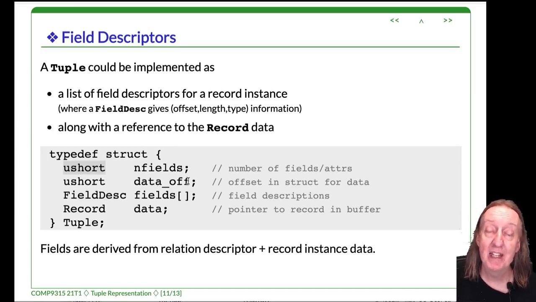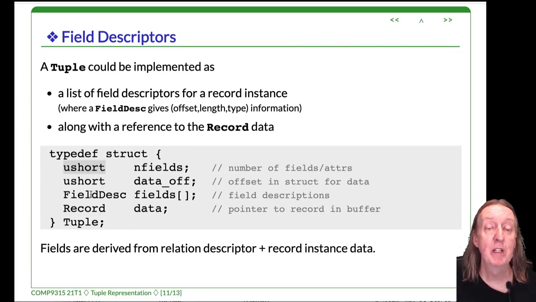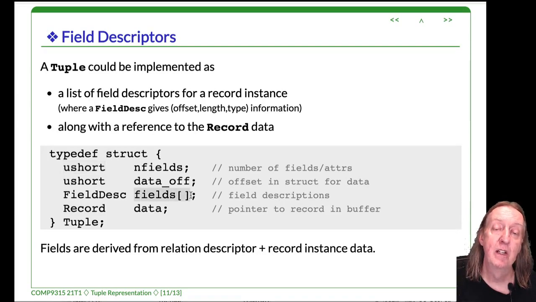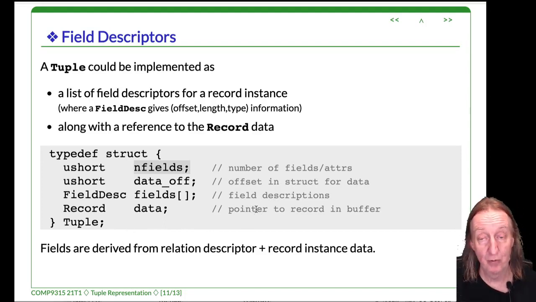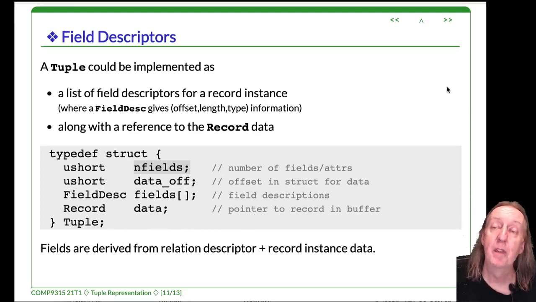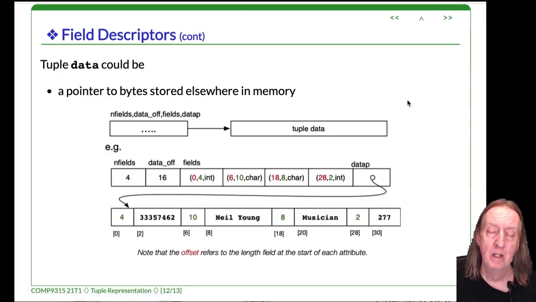Then where does the data actually start? So that's an offset into the record data, and then a field descriptor for each of the fields. So this array is going to have this many elements in it, and on the next slide we'll tell you what a field descriptor looks like. And then we've got the actual data, which could be implemented by a pointer to a sequence of bytes in the buffer.